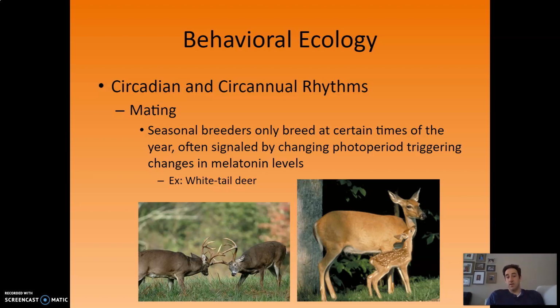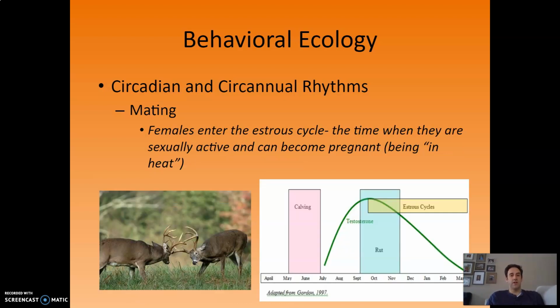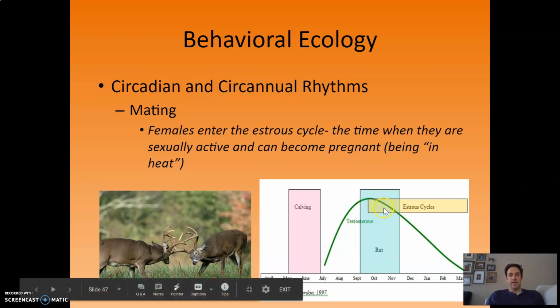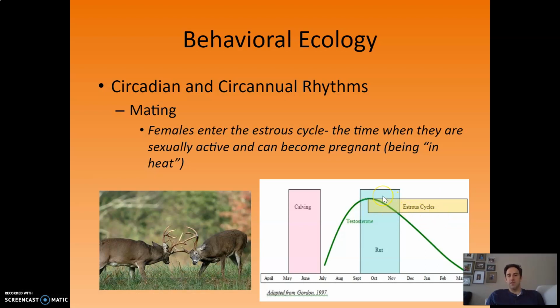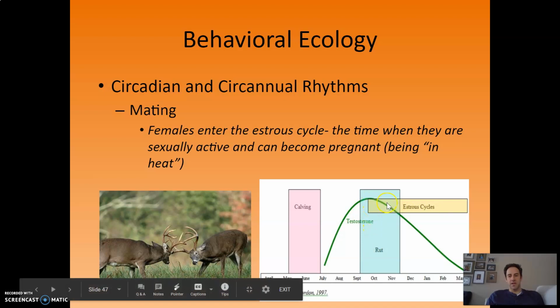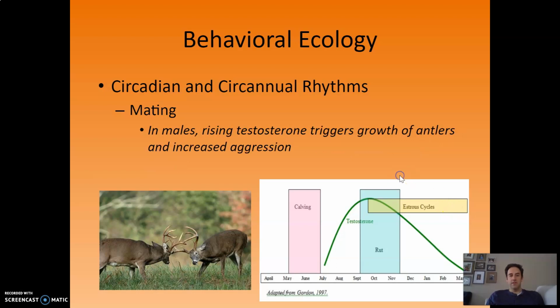So here in Minnesota, deer, just the old ordinary deer that are eating your plants in your yard. At a certain time of year, females will enter what's called the estrus cycle, which is the time when they are sexually active and can become pregnant. Sometimes in animals, it's called being in heat. And so you can see from October to about March is the only time of the year that females can become pregnant. Males will also change throughout the season.